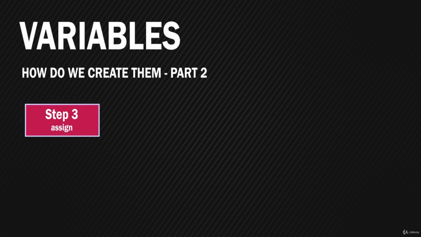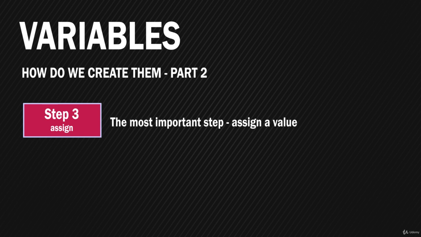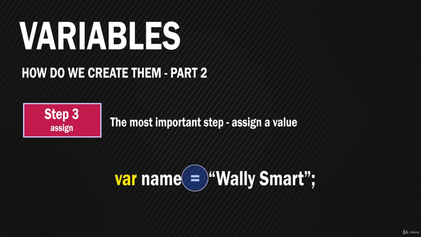And this brings us to the final and most important step, and that is assigning a value to a variable. We use the equal sign as an assignment operator, and that just means assign Wally Smart to the variable name.